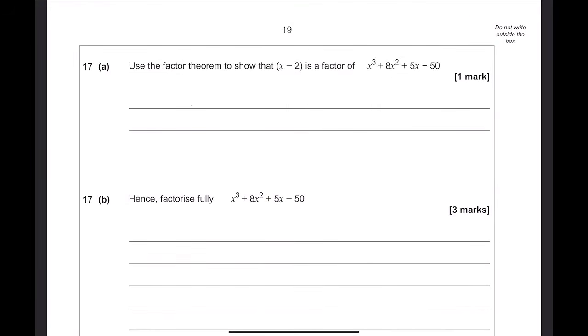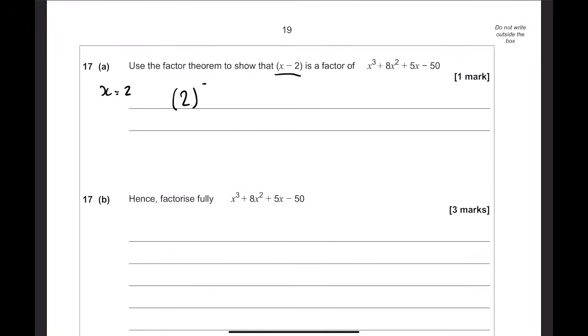Use the factor theorem to show that x minus 2 is a factor of this. This is a given mark. You should go into an exam looking at this type of question and know exactly what to do. If this bracket is a factor, it means that the value of x equals 2 when subbed in must make the equation 0.